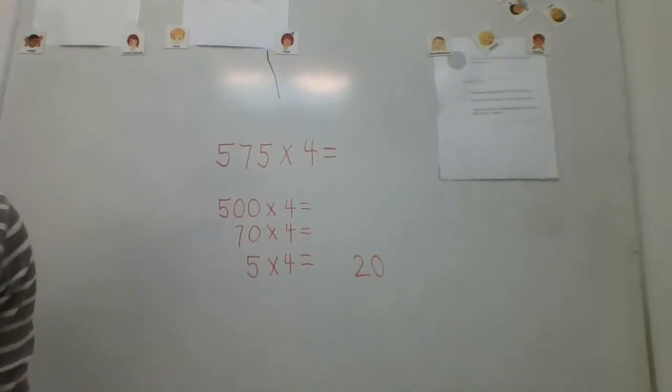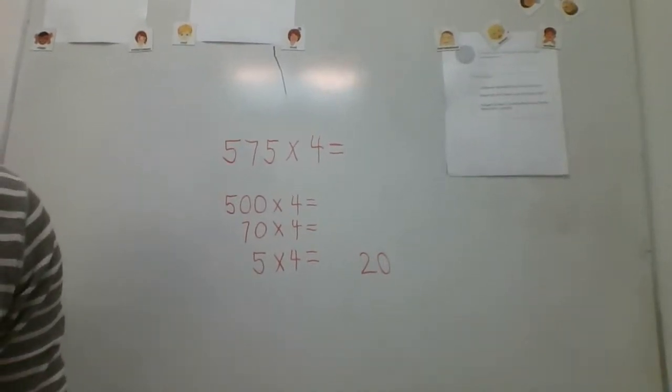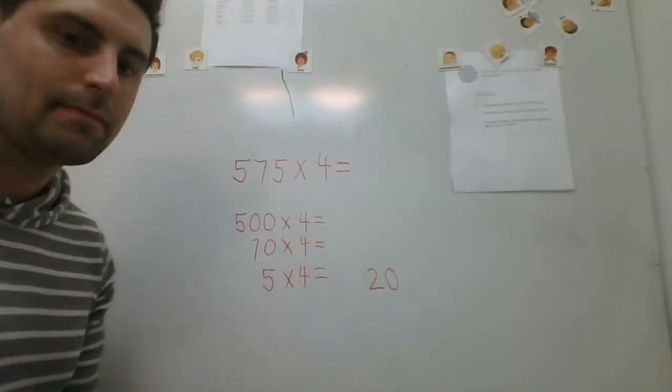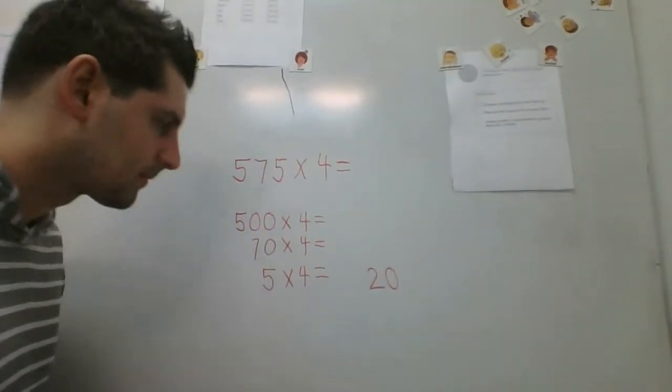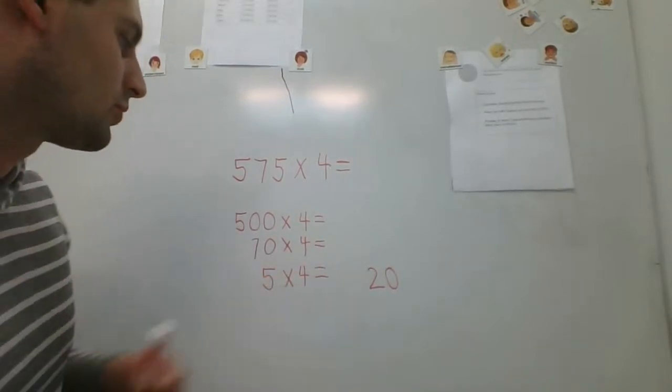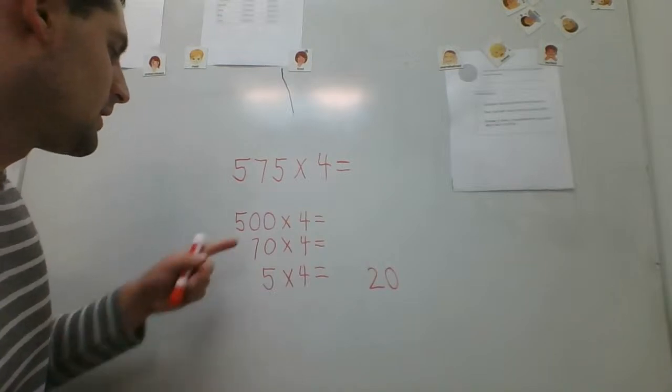Google multiplication chart, one will pop up. You'll be able to print one off. But 5 times 4 equals 20. So that's the first of the problems.